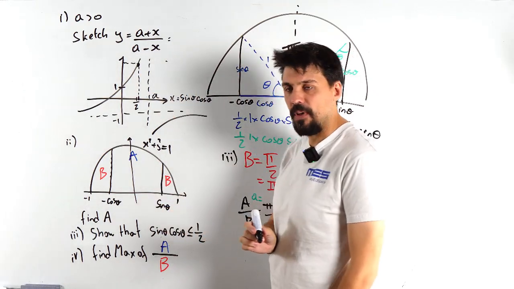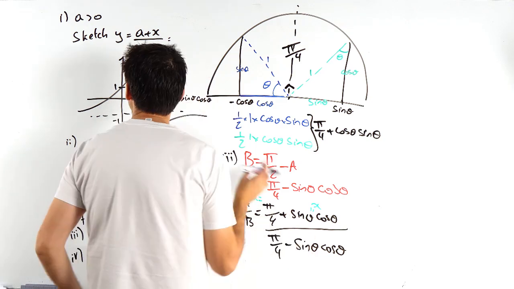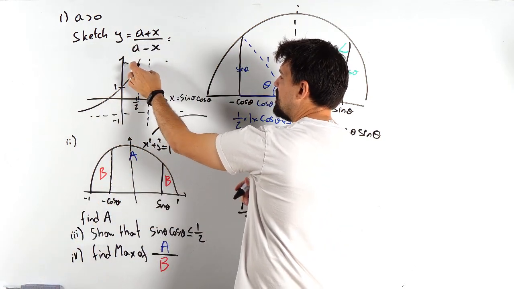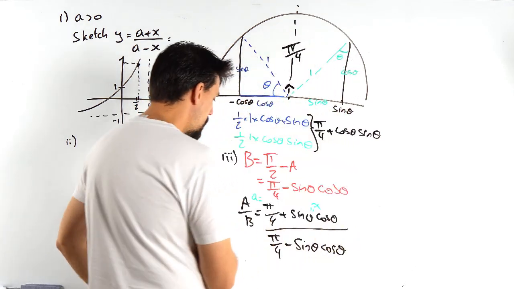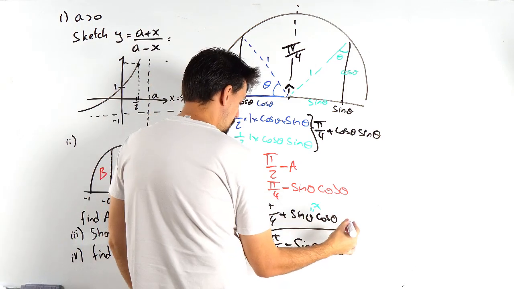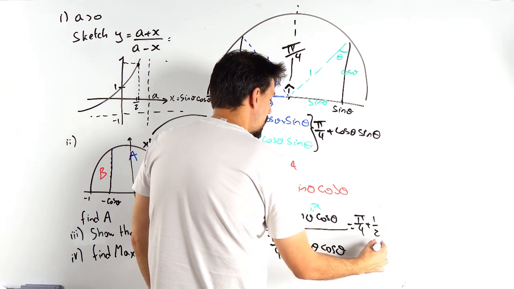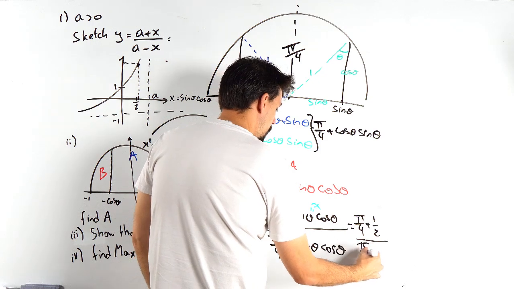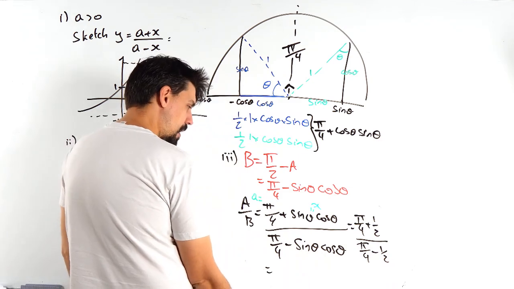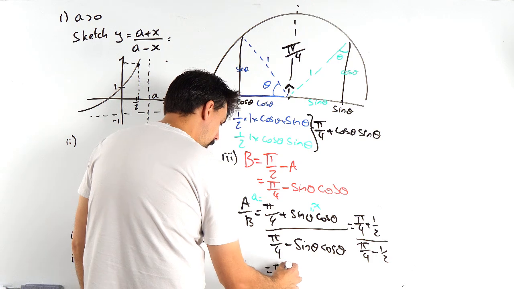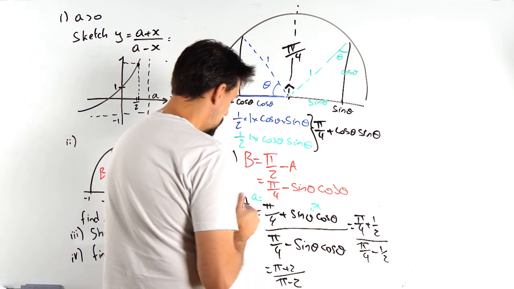And that will give me a maximum value of Y, because you can see that your Y value here, which is all of this Y value increases all the way up to here, which is at sine theta cos theta is a half. So my maximum value of this is pi over 4 plus a half over pi over 4 minus a half. And if I multiply top and bottom by 4, I end up with pi plus 2 over pi minus 2.